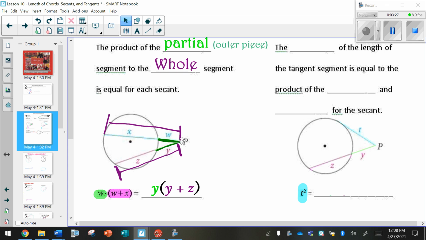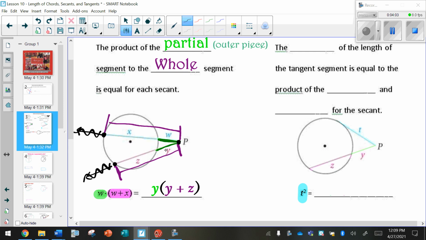And the whole secant means from the outside point where the two secants touch to the other far side of the circle. If for some reason the secant was drawn further, we don't care about that. We're going to stop where it hits the circle on the other side. Anything that goes beyond that doesn't matter anymore. We stop when the secant goes from the point of intersection of the two secants and hits the far opposite side of the circle. But it's the outside piece times the whole thing equals the outer piece times the whole.